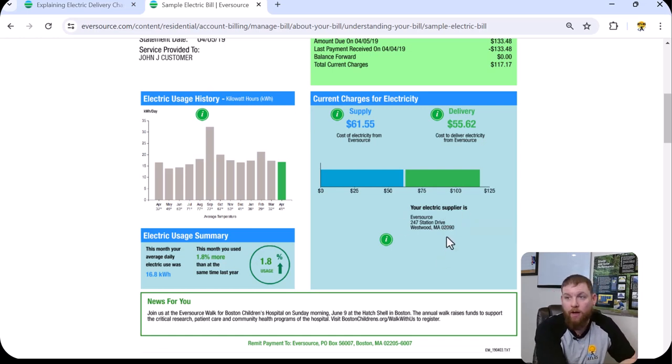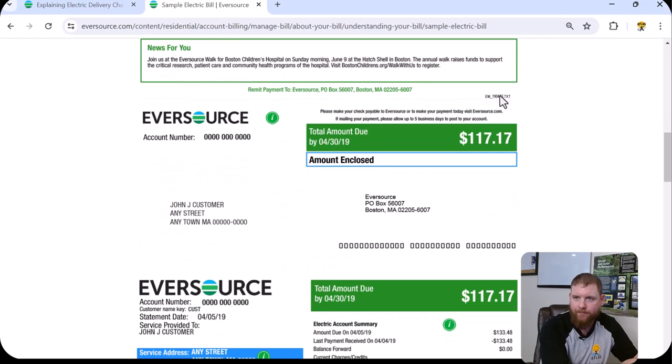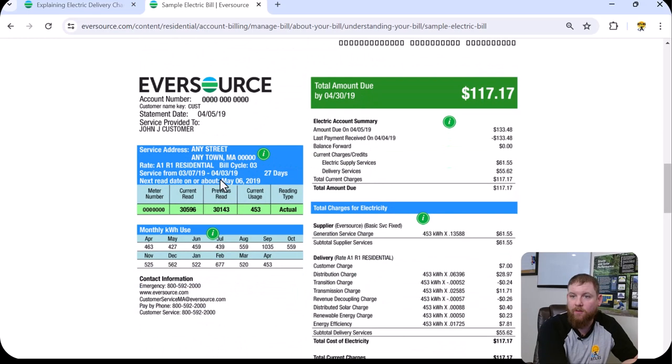But in our area, you do have the ability to do that, in which case your electric supplier shows up here, and that's associated with the supply portion. Eversource is always the delivery portion, because they're the ones who maintain the grid in our area. So the second page is going to give you a little bit more in-depth information.